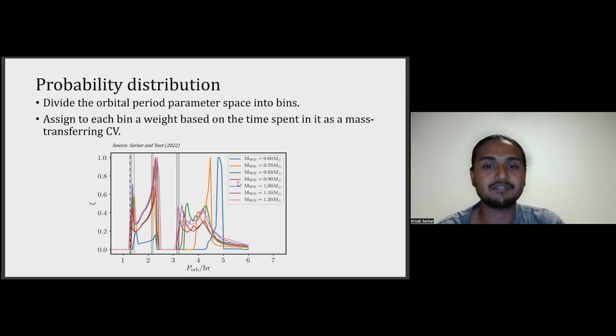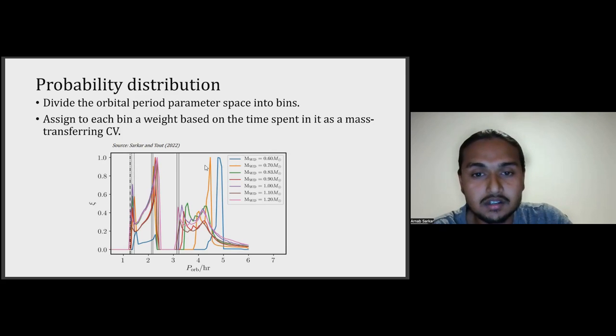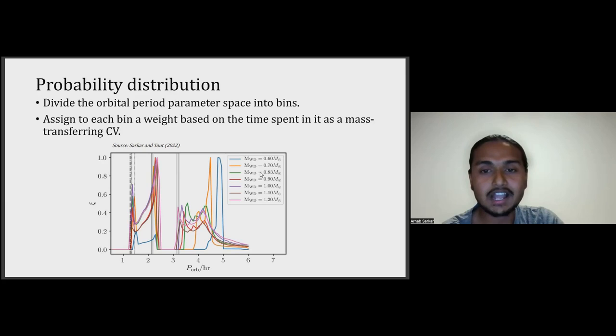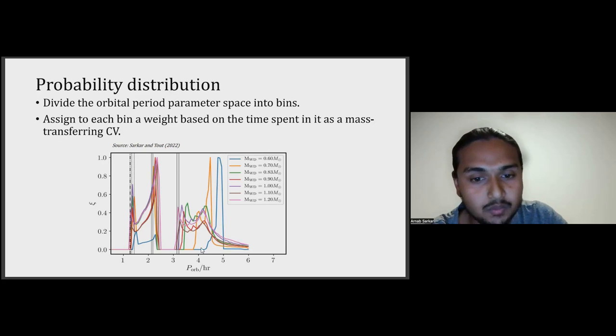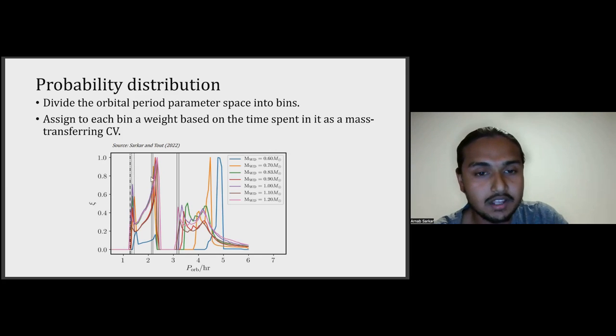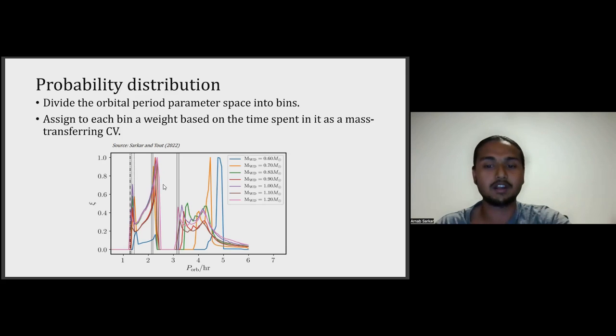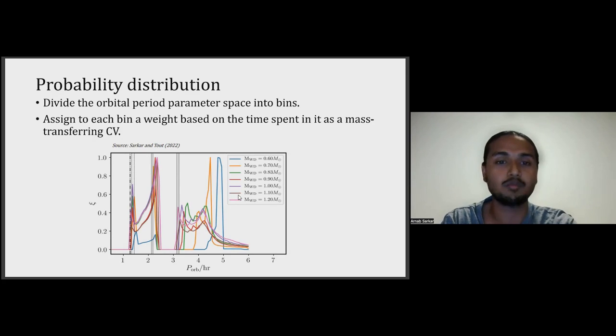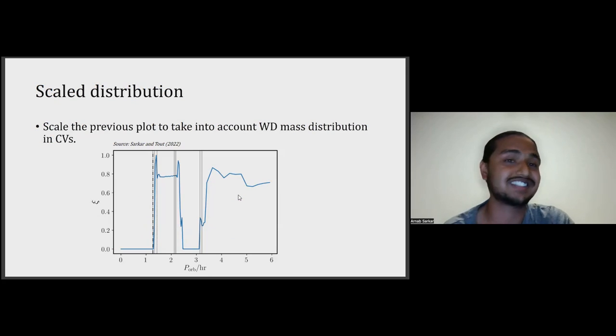So here in this plot we have what I described right now for all our white dwarf masses. Let me explain the orange curve, which is for an accretor of 0.7 solar mass. We see that the system spends most of the time between 4 to 5 hours, but nothing between 2 to like 3.8 hours. And then it spends some time here as well. So we assign some weights to these and we get trajectories that just depend on the white dwarf mass. In order to get one single distribution out of all these, what we do is we just scale them.